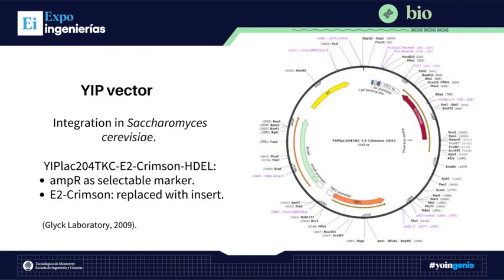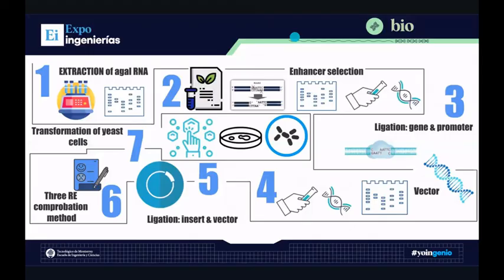A GIP vector was selected for its integration into Saccharomyces cerevisiae's DNA. The chosen one is the GIP lag 204 TKC E2 crimson HDEL. It contains an ampicillin resistance gene, which will act as a selectable marker. This vector expresses E2 crimson, but this gene will be cut out and replaced with the promoter and gene insert. For this to be achieved, several steps need to be taken.